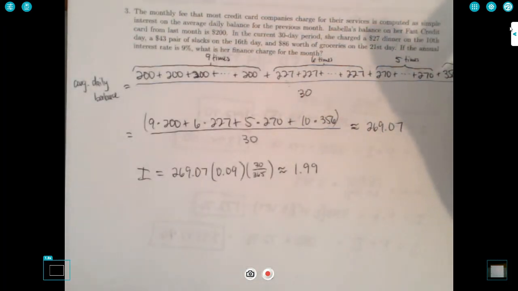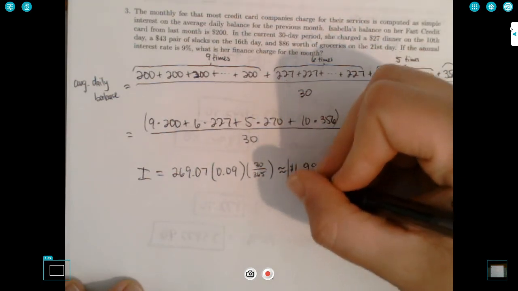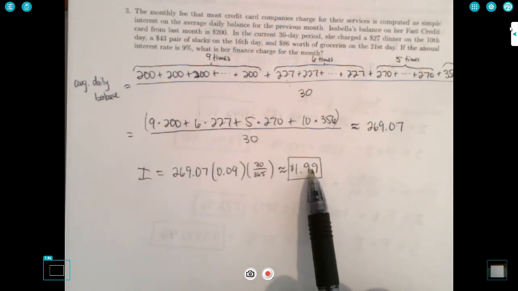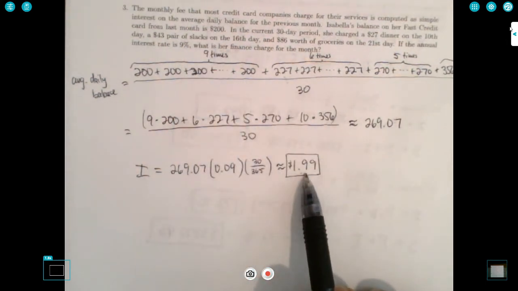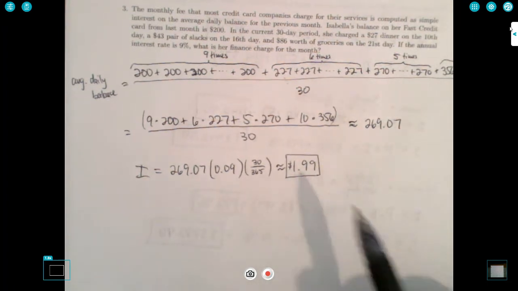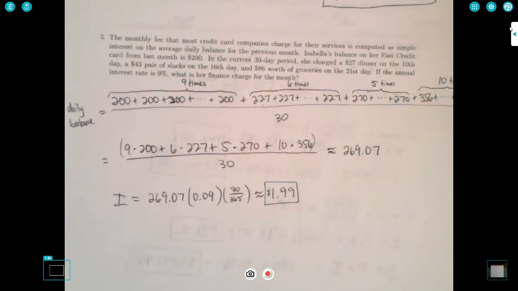Wouldn't you know it? Anyway, so that's the service charge. So of course, her balance at the end of this next month is going to be 356 plus 1.99. So it's going to be $357.99. Okay, that's that.